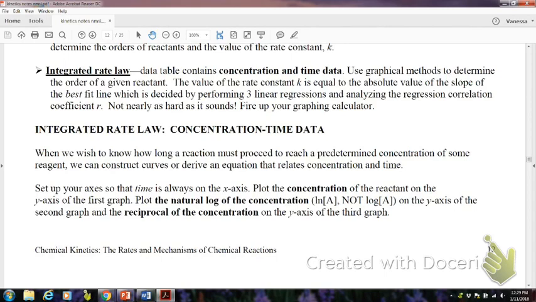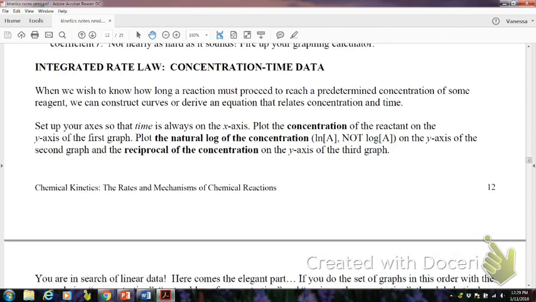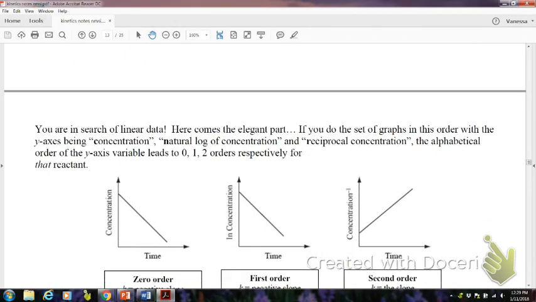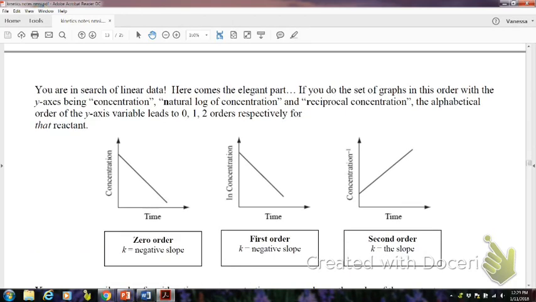Same thing, we're only going to do zero, first, and second order, okay? And it's going to look like this when you look at one. The way that we'll determine what order we have is based on the graph. If we get a straight line when we graph concentration versus time, then it's zero order. If we have a straight line when we do the natural log of concentration versus time, we have first order. And if we have the reciprocal of the concentration versus time, it's second order.